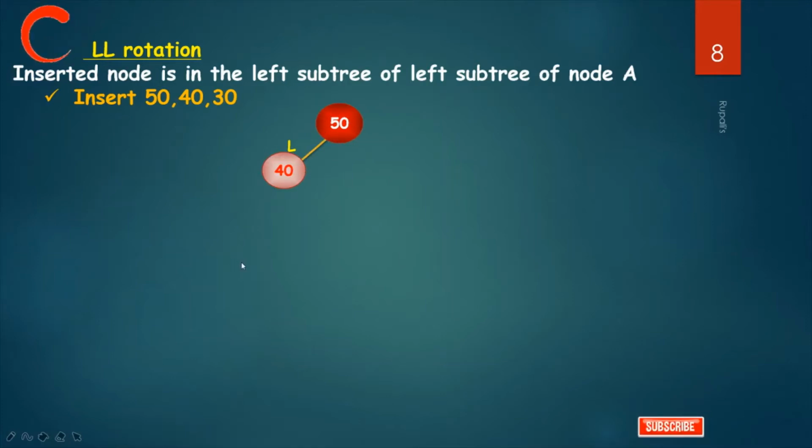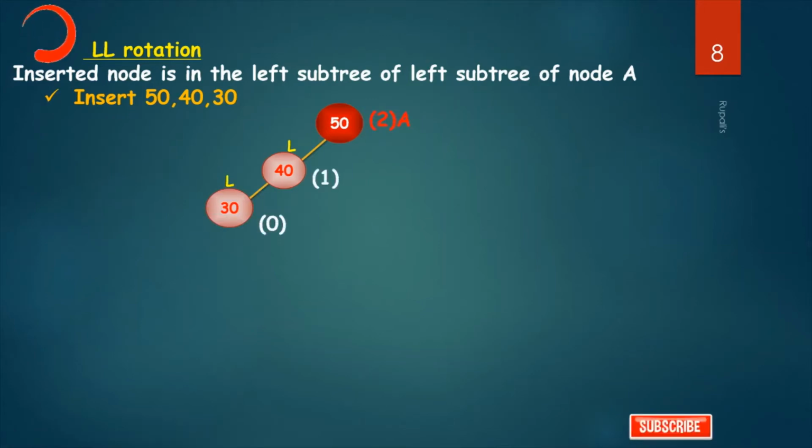Now I want to insert 30. So it goes to the left of 40, and the balance factor of 30 is 0, 40 is 1 and 50 is 2. So which one is the nearest ancestor of the newly inserted node? It is 40. So check the balance factor. It is 1. Okay. Then the next nearest ancestor of 30 is 50. Check the balance factor. It is 2. So I am marking this node as A.